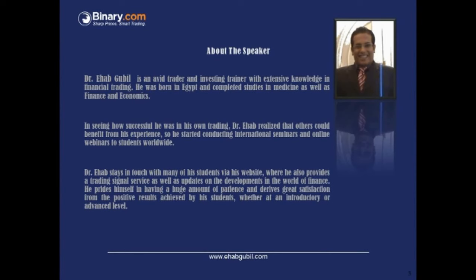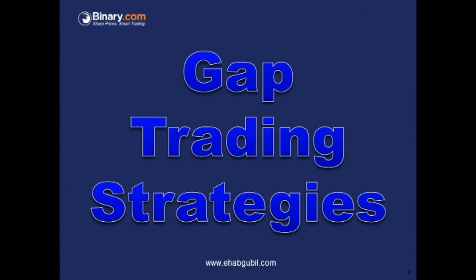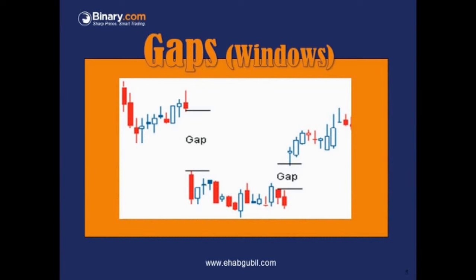Now let's start the session on gap trading strategies. Gaps are areas on a chart where the price of a stock or another financial instrument moves sharply up or down with little or no trading in between. As a result, the asset chart shows a gap in the normal price pattern. Gaps are also called windows in Japanese candlestick charting. Today I will help you understand how and why gaps happen and how you can use them to make profitable trades.